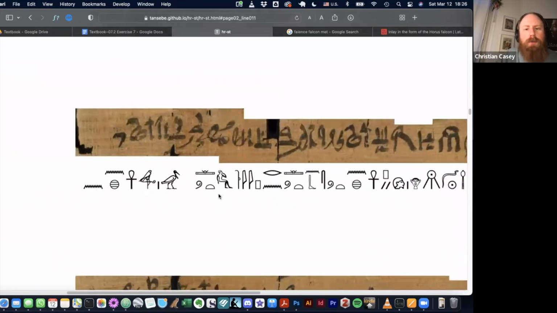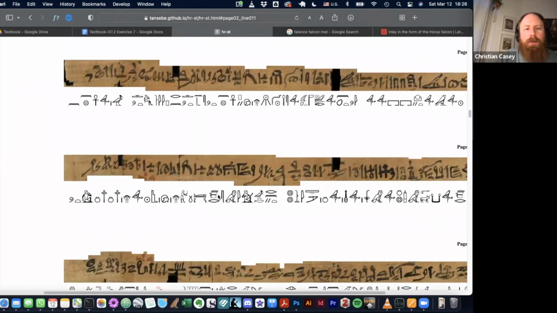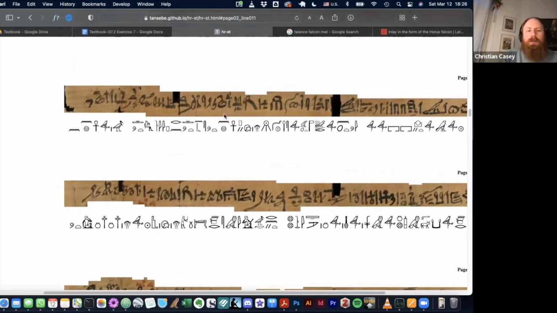Okay, I'm gonna zoom out so we can see more hieroglyphs. Somebody want to do some reading? Mustafa, are you present? Do you want to do some reading? Yeah. All right.